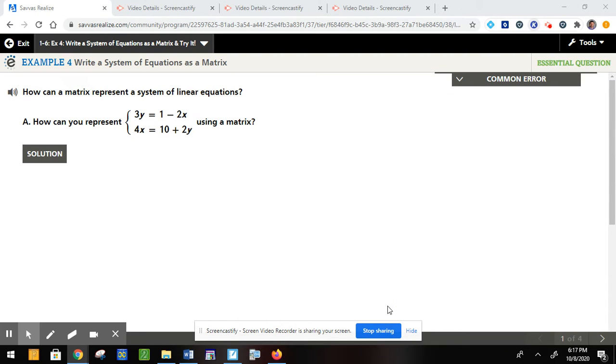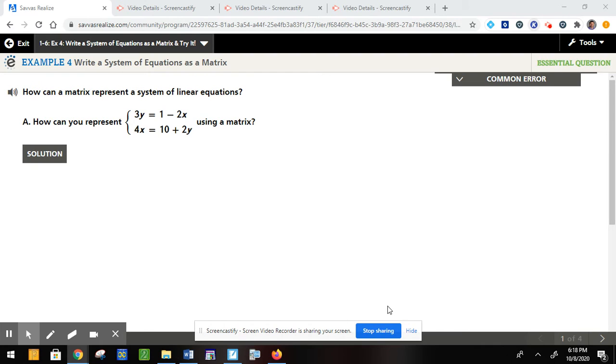All right, so let's look at example 4 here. We're going to write a system of equations as a matrix. Seems kind of weird to connect them. I think last year you all did some work with matrices in your geometry class, but probably not connecting them to systems of equations.